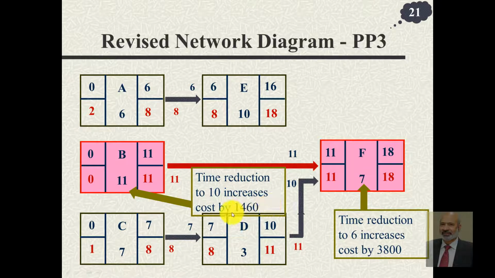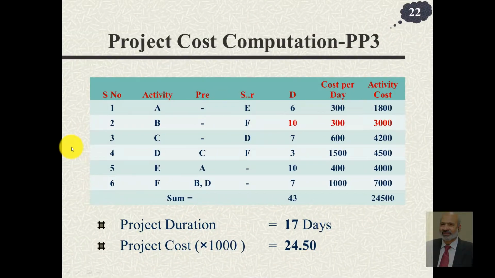But still this 1460 is much better than 3800. So we would like to target this activity again and reduce its time from 11 to 10 days. Having done that, if you come to 10 days, the associated cost now is 300. So overall activity cost is 3000. The time reduces to 17 days and the cost of the project goes up to 24,500.